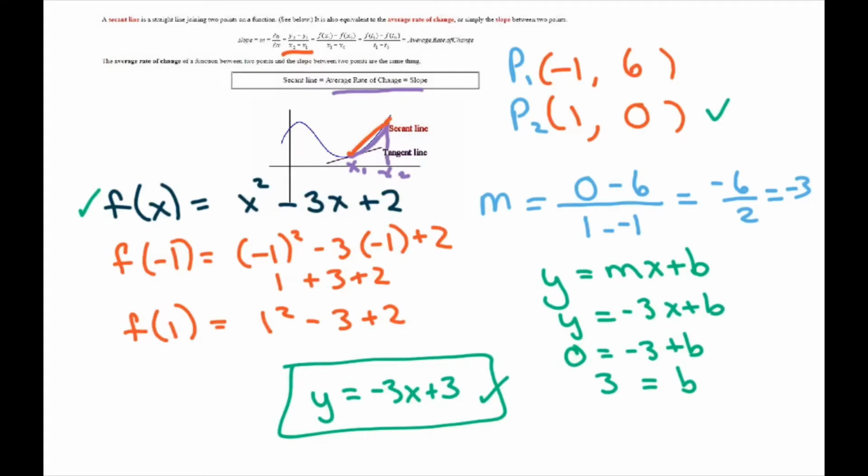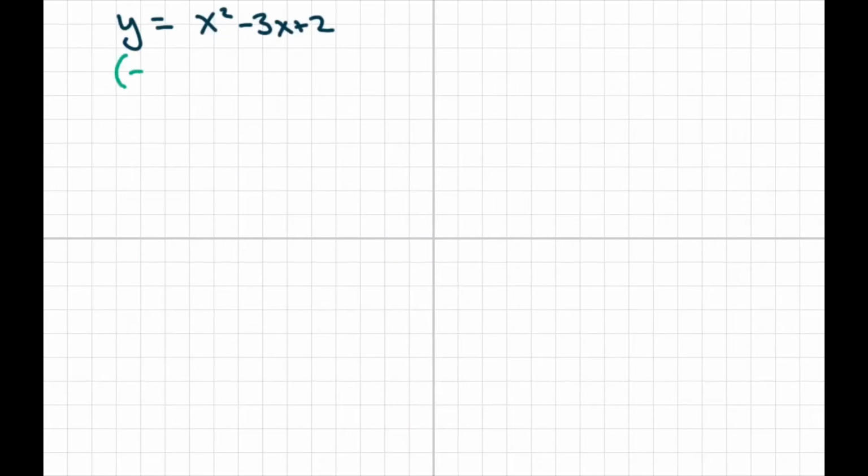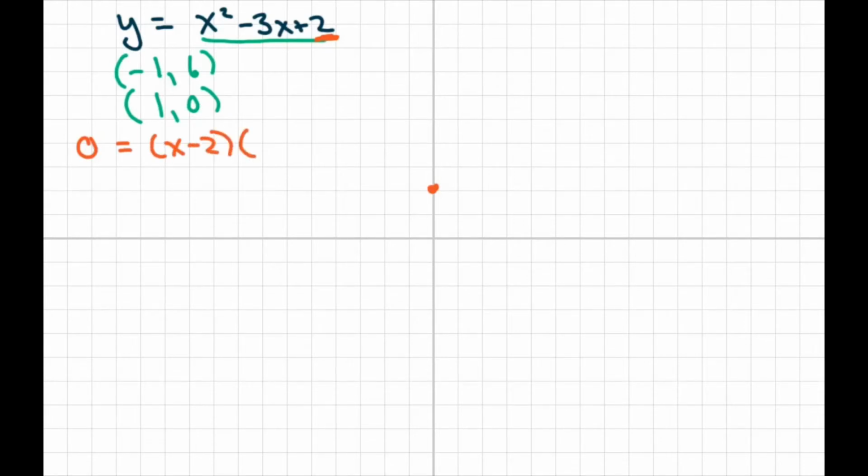So I need to remember these 2 points, -1, 6, and 1, 0. And let's go ahead, and our y-intercept here is 2. And x is 0, y is 2. And let's set y to 0 and factor this. This one's going to be a tight squeeze here. It looks like x is 2 and x is 1. So x is 2 and 1.